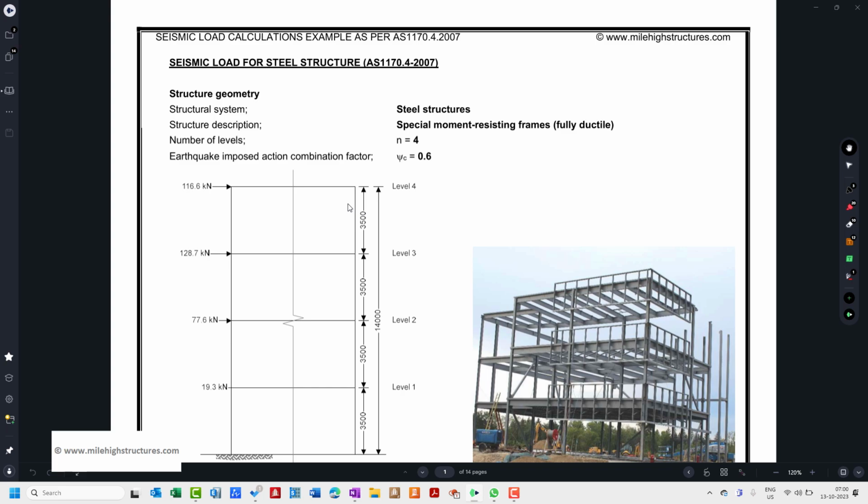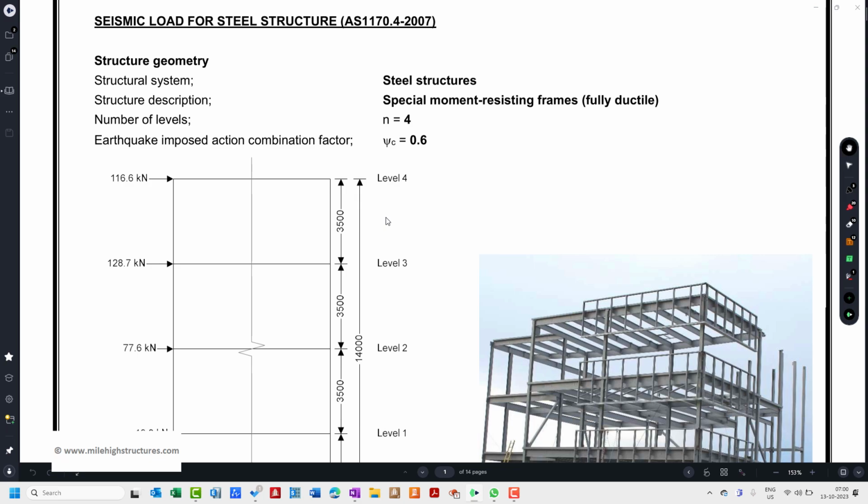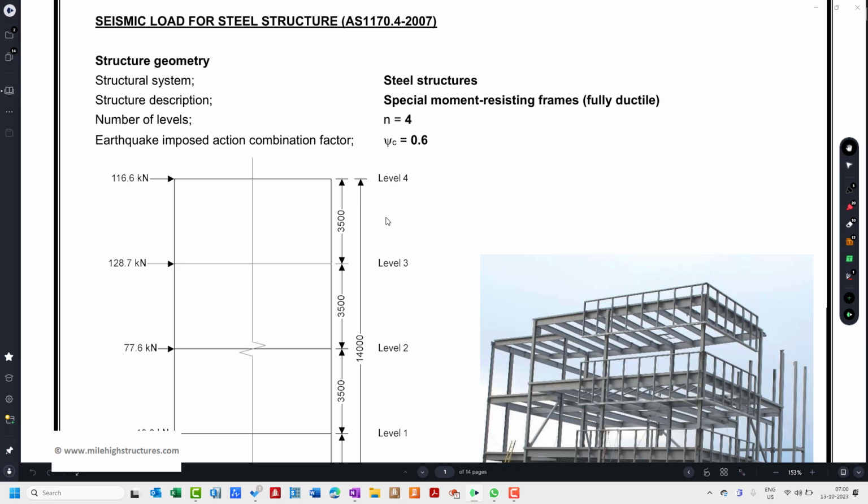Now in this lecture we shall learn how we can calculate the seismic load for steel structures. This is a theoretical example again to help us understand how we can calculate the seismic loads as per the Australian standards with various parameters. In the first example we shall be discussing the seismic loads for steel structures.